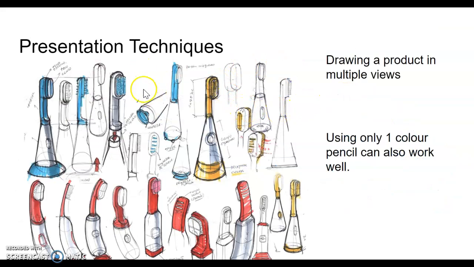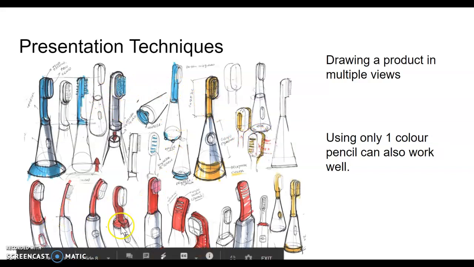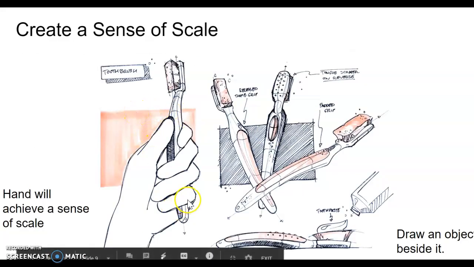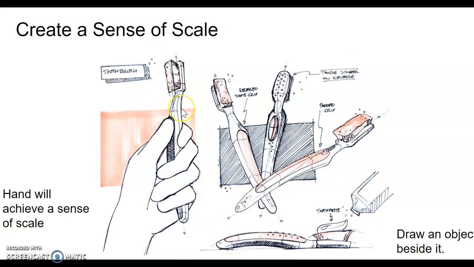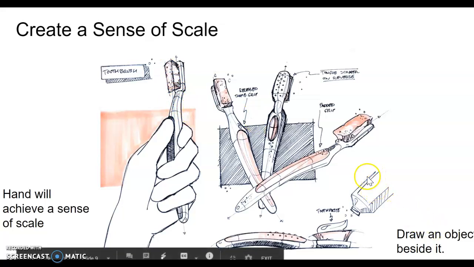Presentation techniques. Sometimes using a limited range of color can work well, or drawing multiple views of the same object can look quite well also. Okay, creating a sense of scale. If you draw a hand beside the toothbrush, we've an idea of the size of it. We could use measurements also, or you could see here with this one we have the object beside it, which is the toothpaste. So we've an idea of the scale.